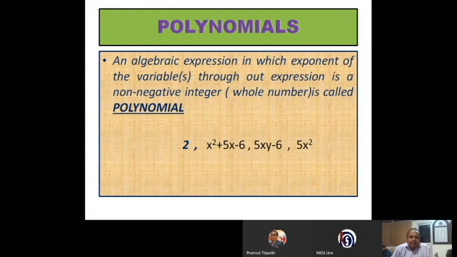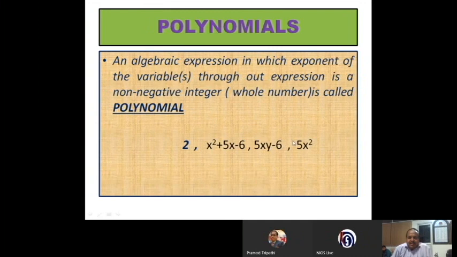That value is 1. So in the first term, the exponent is 2. In the second term, the exponent of the variable x is 1. In the third one, the exponent of the variable is 0. In the third example, we see 5xy minus 6. The exponent of x is 1, that is not written. y raised to the power 1, that is not written, it is understood. Minus 6, x raised to the power 0.